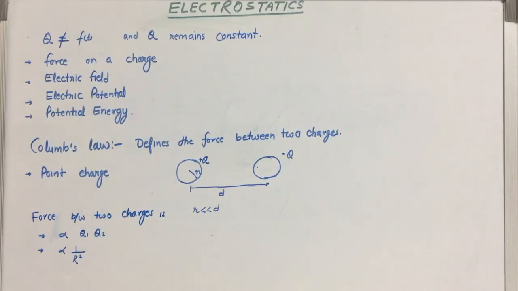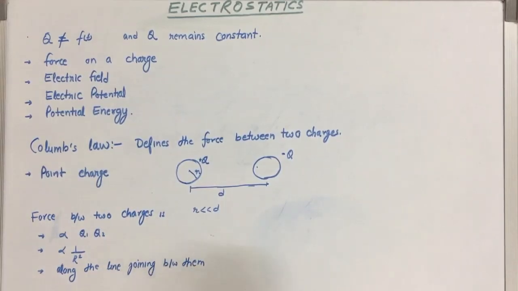And the third thing, since force is a vector quantity, it must have a proper direction, and on the basis of that we can say the direction of the force will be along the line joining them. So we can say force between two charges is along the line joining between them.